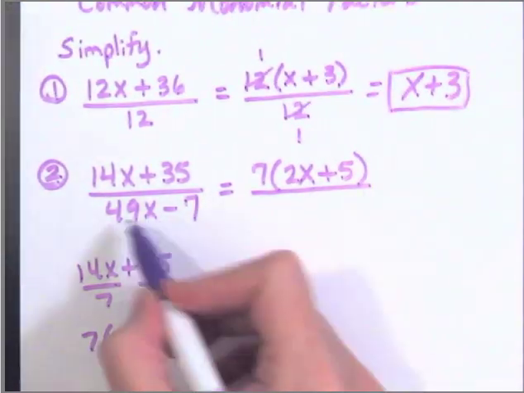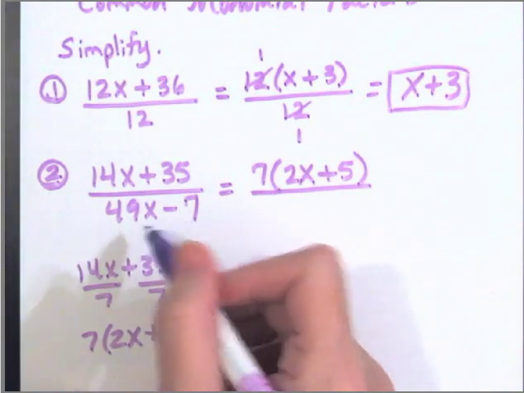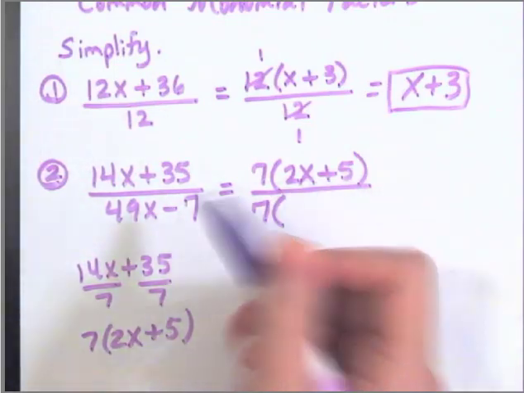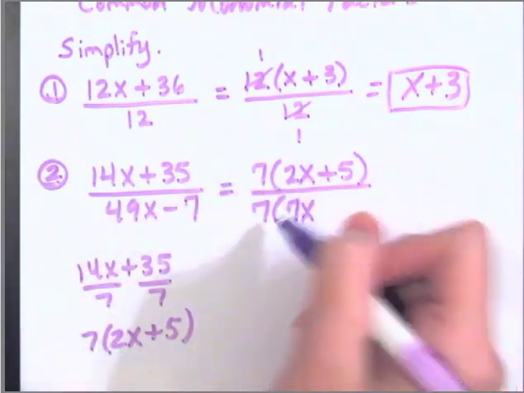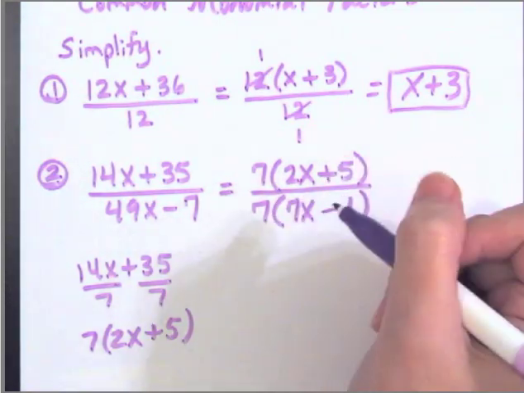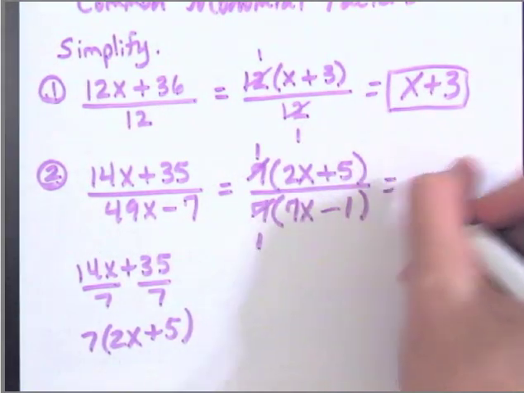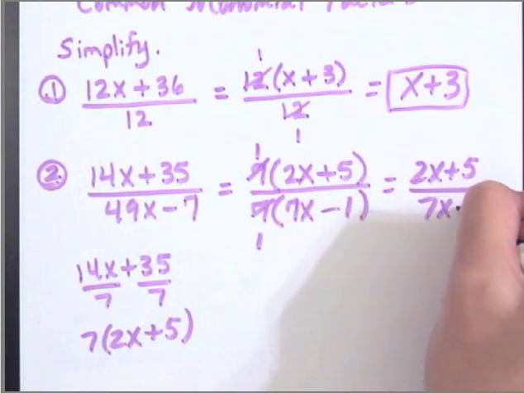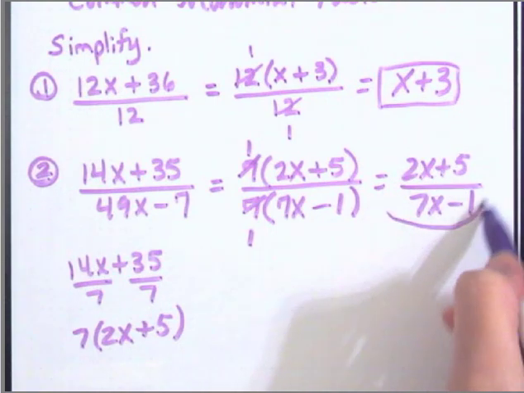Okay, so on the next one, I see 7 is my smaller number, and it does go into 49. So you're just finding a GCF, and we're factoring that GCF out and then putting what's left. So 49x divided by 7 is 7x, and negative 7 divided by 7 is negative 1. Now we can, again, cancel things that are being multiplied. So that leaves me with 2x plus 5 over 7x minus 1. So this is my simplified expression.